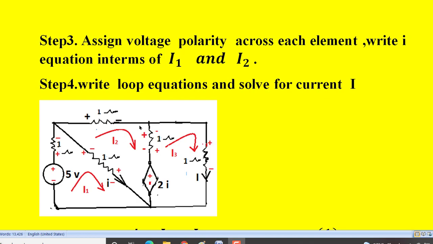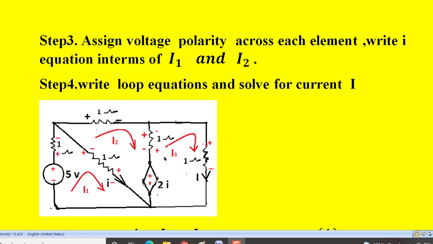Similarly, this I2 enters this 1 ohm resistor here, so we put plus and here we put negative. Whereas the polarity of the dependent voltage source remains the same, this is plus, this is minus, it will not change. The same I2 also flows through this 1 ohm resistor. I2 entering the 1 ohm resistor will be treated as plus and leaving the 1 ohm resistor as minus, like this. So for 2 loops, the voltage polarities across each element are done.